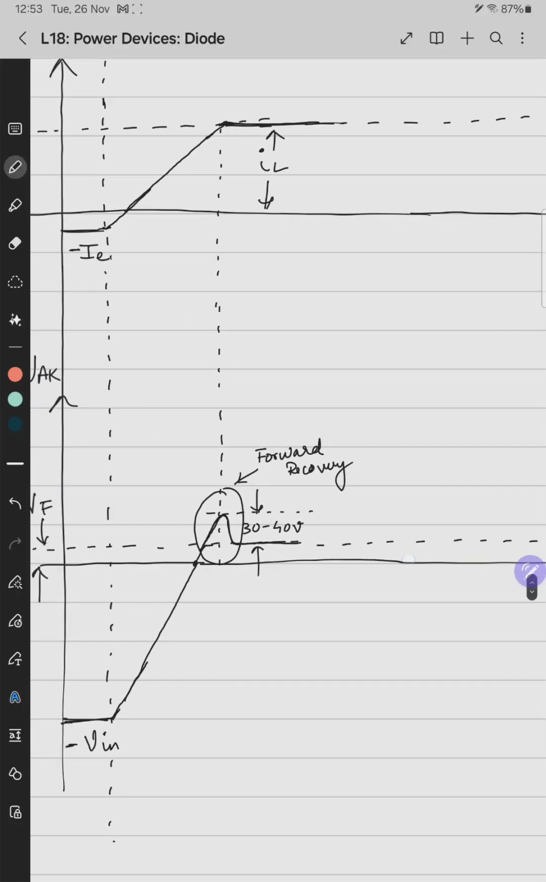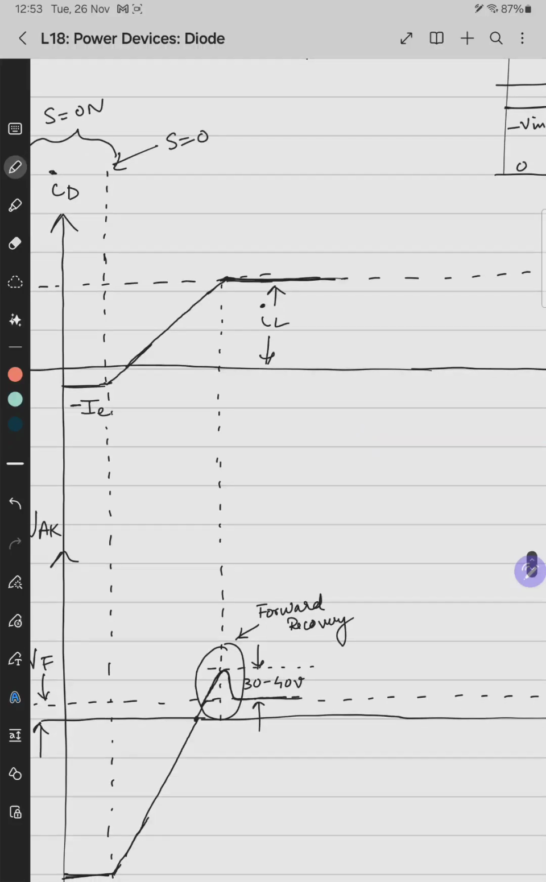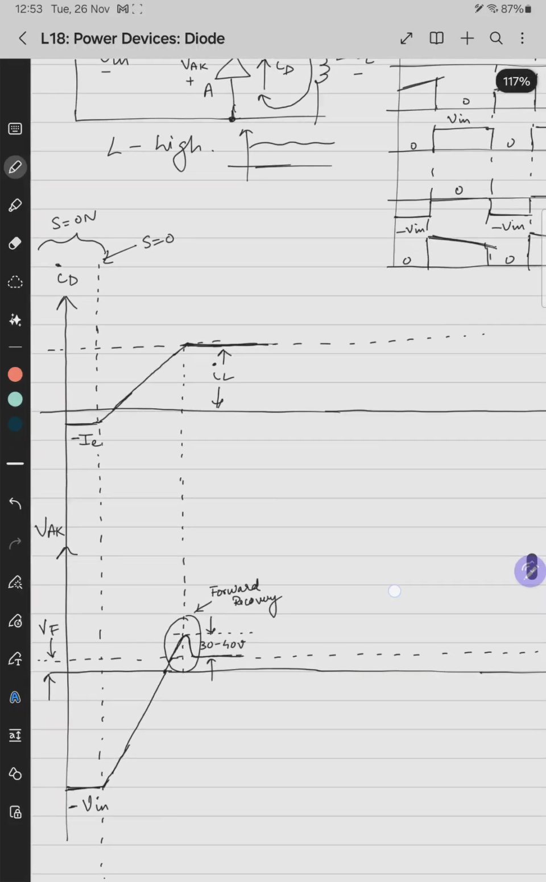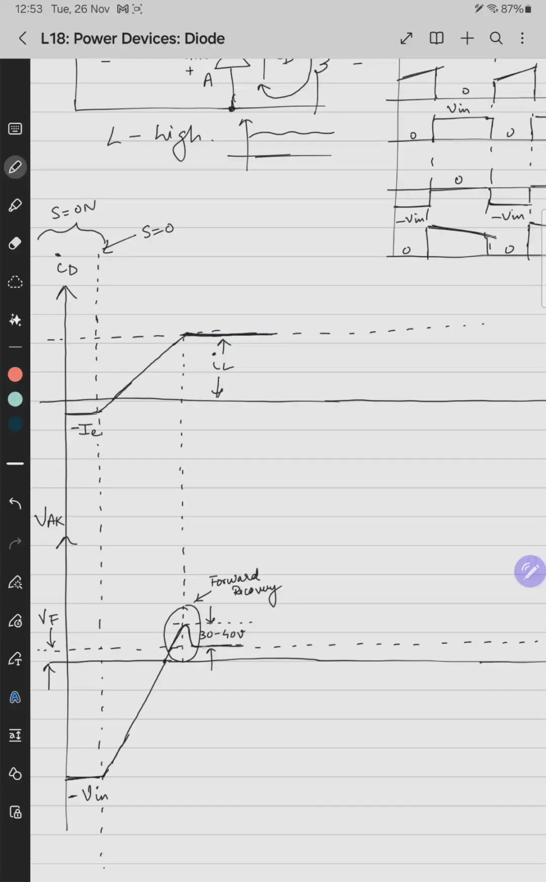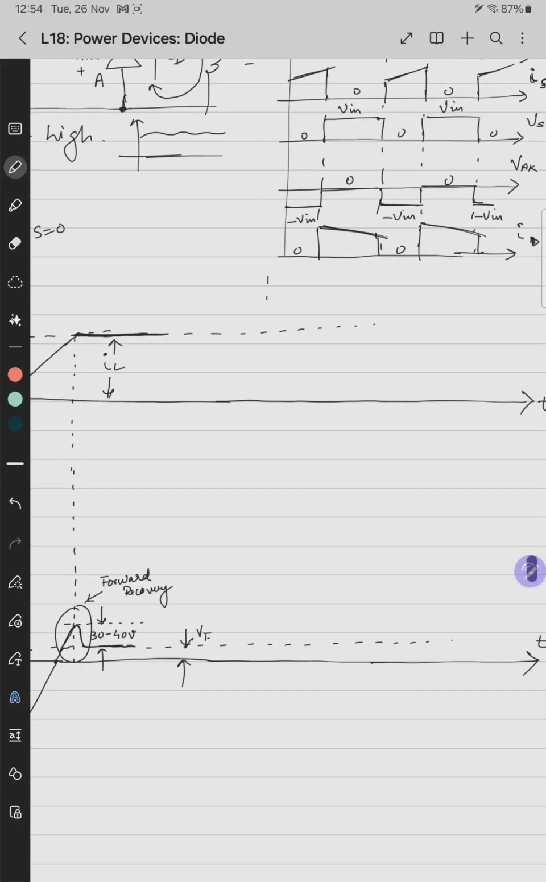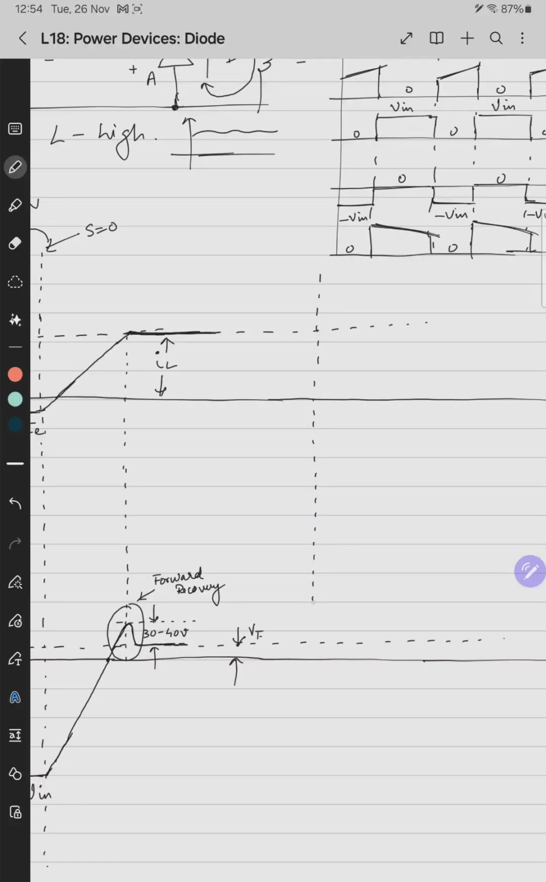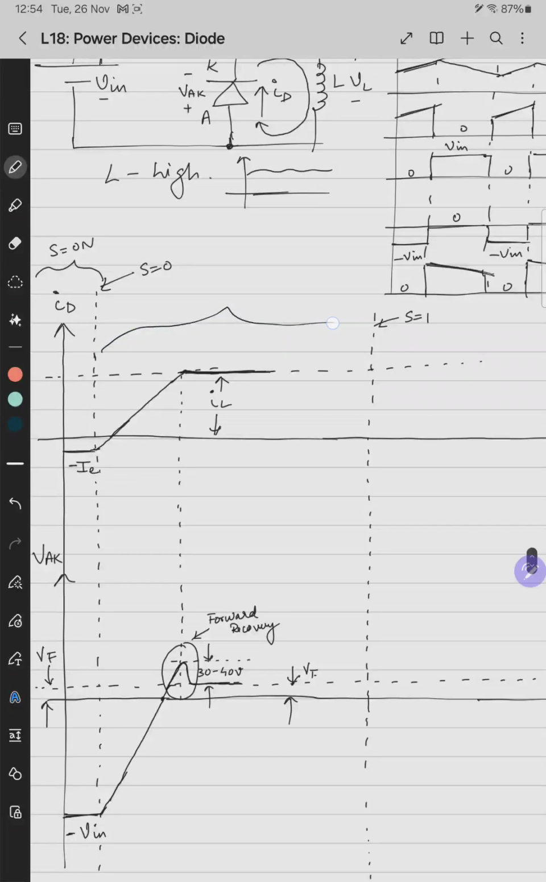So let's say that now the steady state has been achieved. Now IL is almost constant, and voltage across the diode is also constant. It is the on state drop. This is VF. Let's say at this point some command came to turn on the switch, or to turn off the diode. Say at this point S equals 1. This is when S is off, and this is again when S equals on. This is the transition period during the on and off cycle.